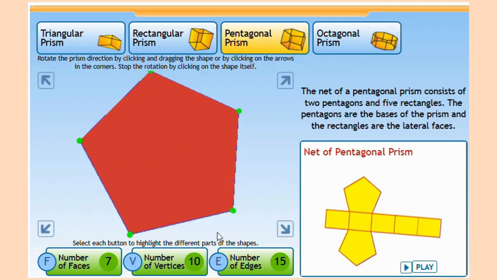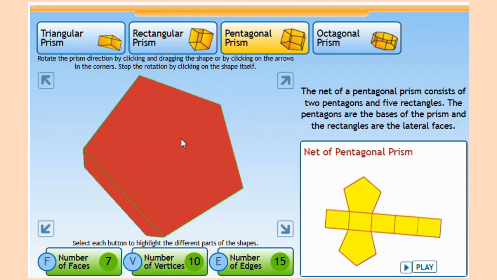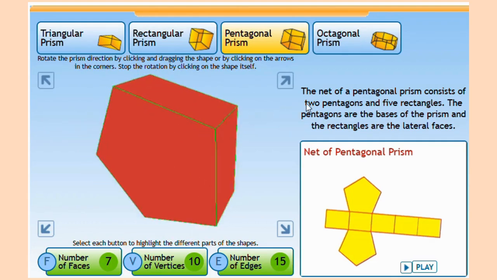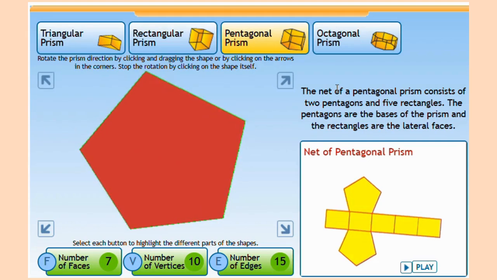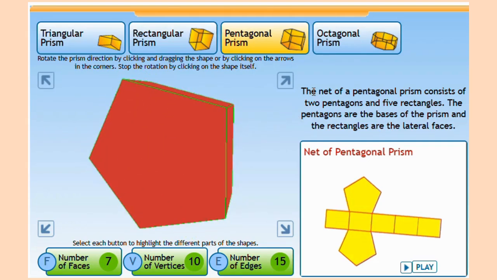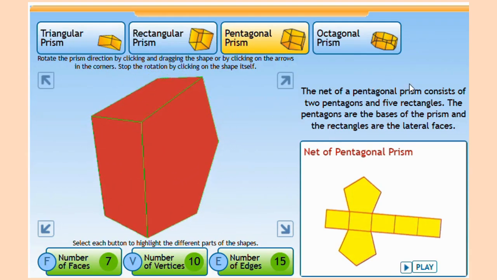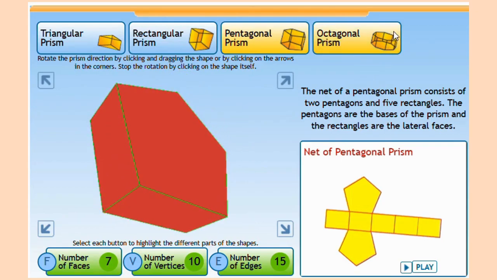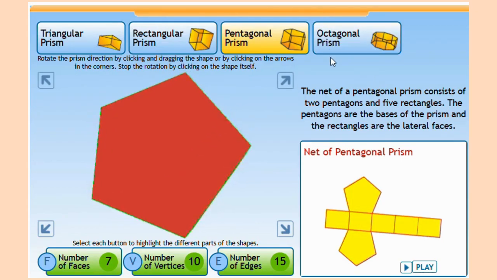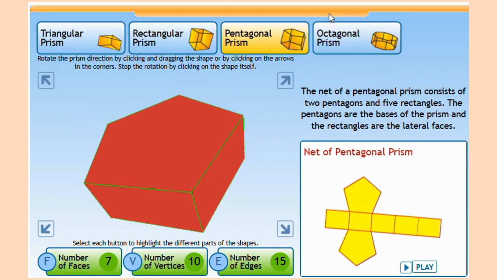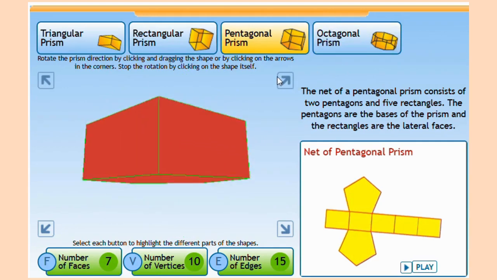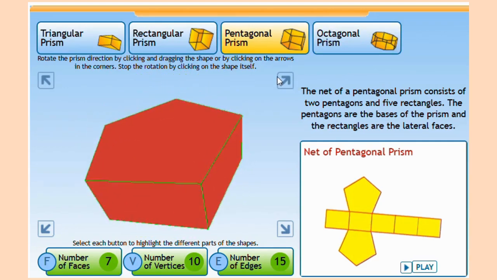The edges. Each pentagon has 1, 2, 3, 4, 5 edges, and then it's the same for the other side, so there is also 5. And then we connect the rectangles, edges 1, 2, 3, 4, and 5. That gives us 15 edges for the pentagon.